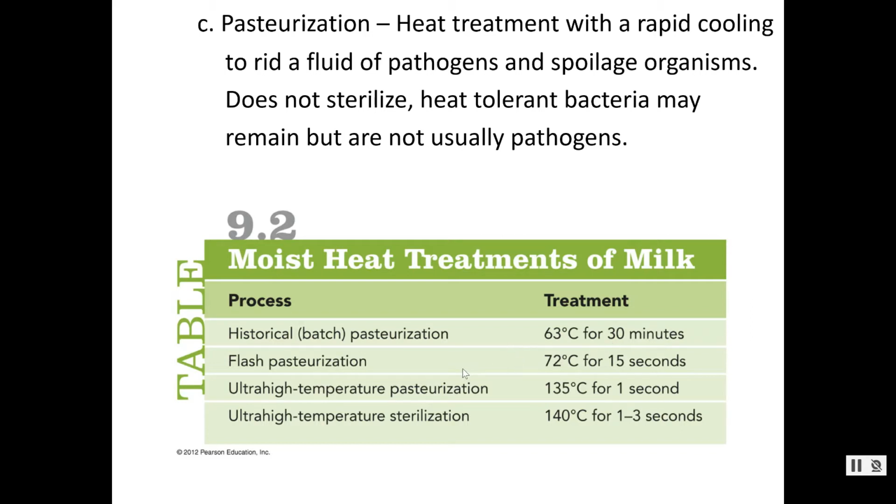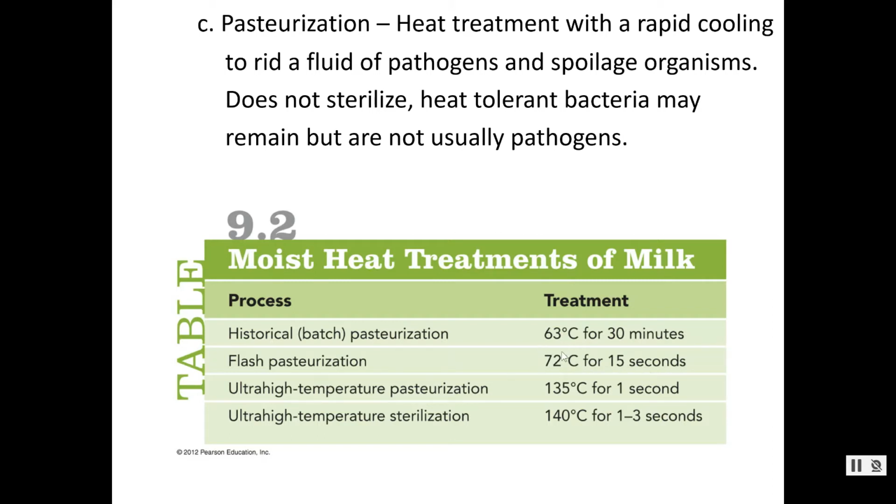What we do now is this flash pasteurization. Because we're moving these liquids through these tubes, we can get the temperature up to 72 degrees Celsius and just keep it there for 15 seconds. And then we send it through the cold section of the tube and we can get the temperature to go down.